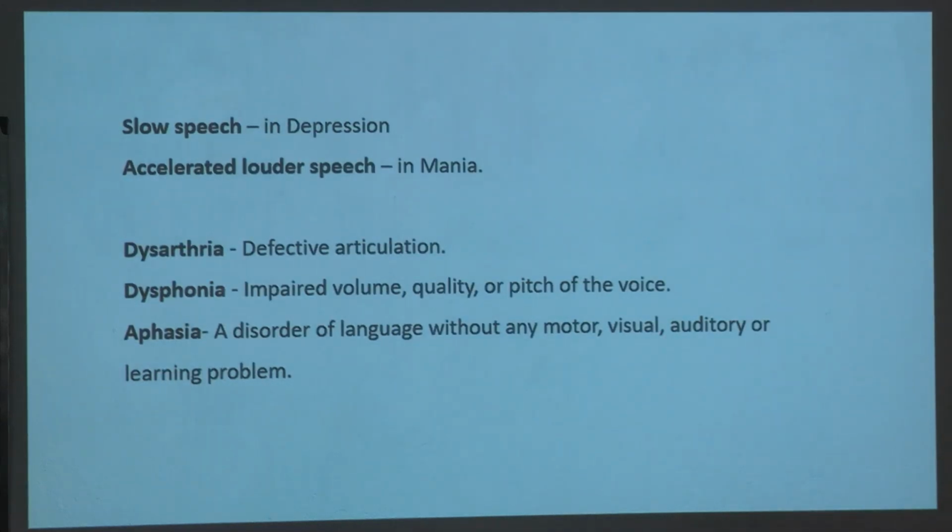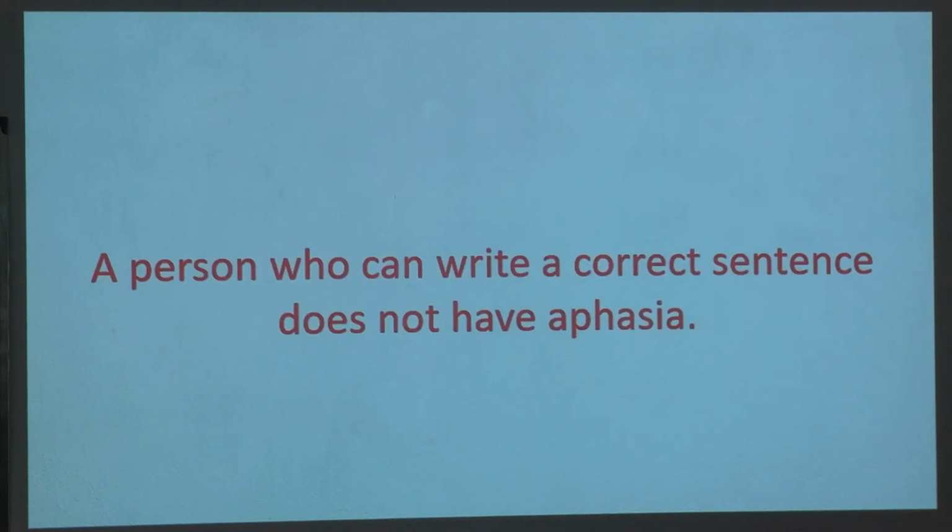स्लो स्पीच डिप्रेशन में होता है, एक्सेलरेटेड लाउडेड स्पीच इन मैनिया, राइट. Dysarthria, defective articulation, dysphonia, impaired volume, quality or pitch of the voice, aphasia, disorder of the language, that has already been discussed. Disorder of the language without any motor, visual, auditory or learning problem. Problem is here in the cerebral cortex, right. Okay, a person who can write a correct sentence does not have aphasia, ठीक है.